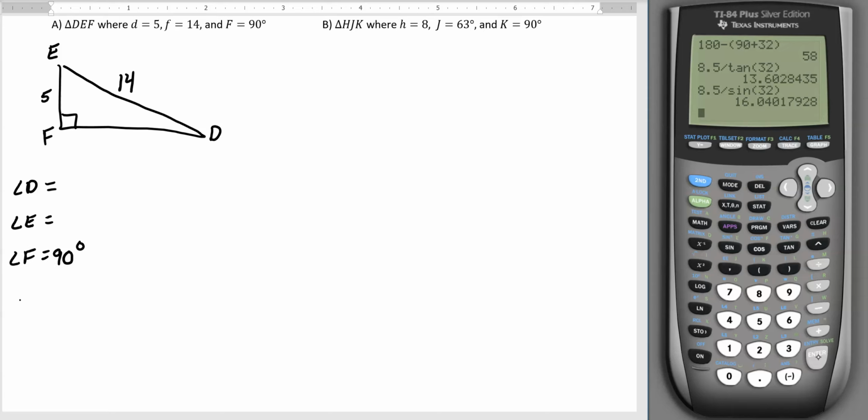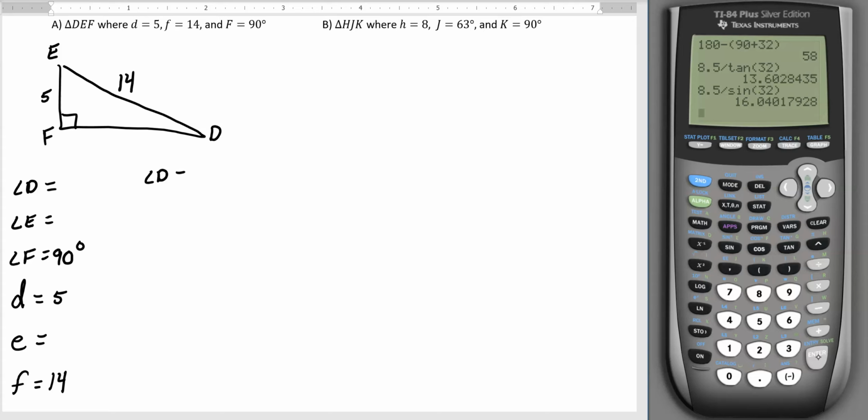We know side D is 5. We do not know side E. We know side F is 14. Okay, so notice they didn't give me any angles other than the 90 degrees, so I'm going to have to use inverse trig here. So let's start by figuring out angle D.